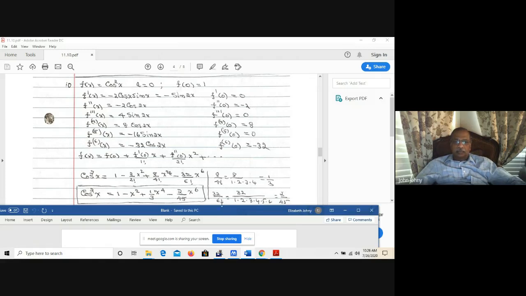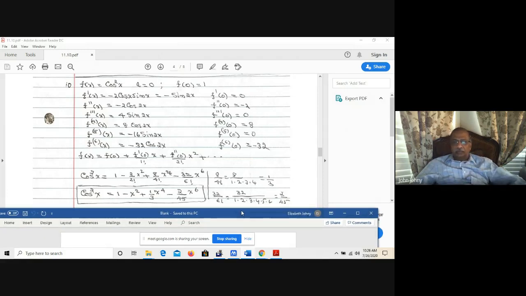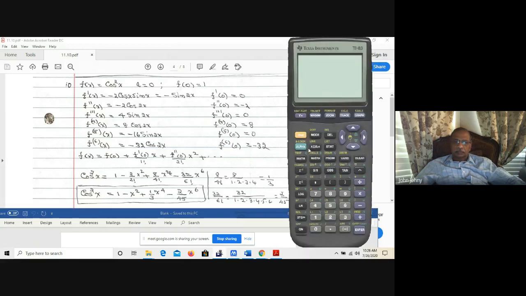Similarly, 32 over 6 factorial is simplified here. That is 32 over 1 times 2 times 3 times 4 times 5. Let us work out that question. 32 divided by 6 factorial, that is 720.